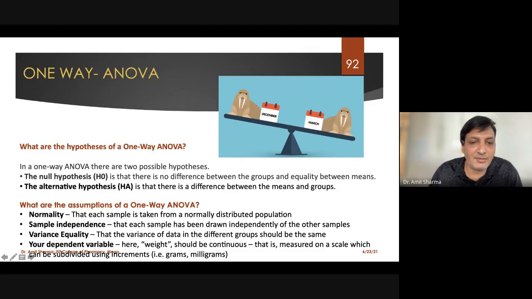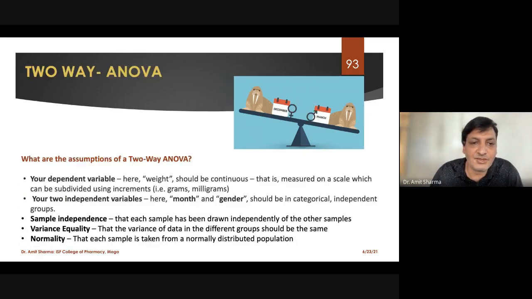And the dependent variable, for example weight, or any numerical variable, can be the dependent variable, and it should be given in terms of numbers, and the independent variable should be given in the form of categories. So all this we are going to see in the next slide.